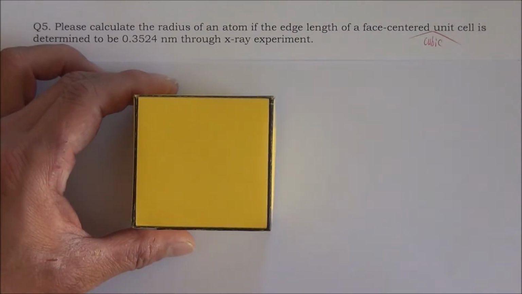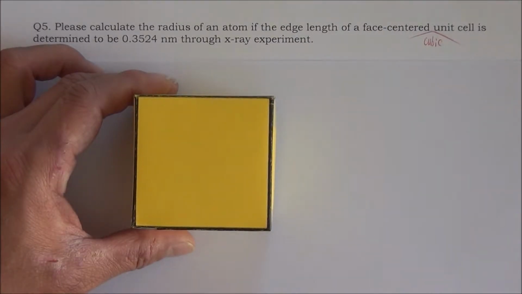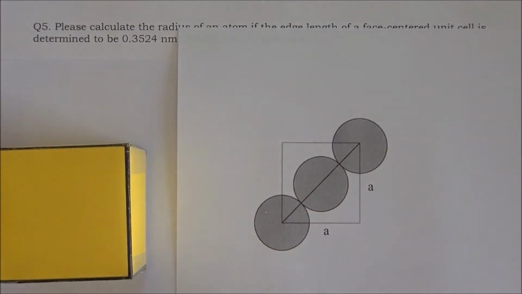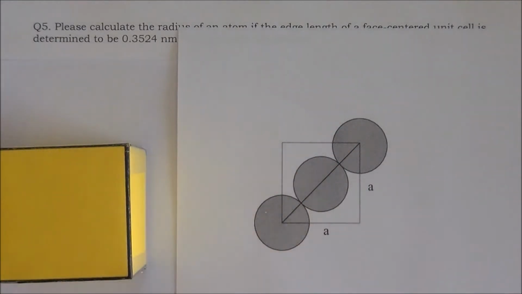If we want to use a 2D picture to represent one face of this face-centered cubic unit cell, it should look like this one. It shows 3 atoms, but we should know that it should have 2 more additional atoms. 1 atom here, the other atom here.